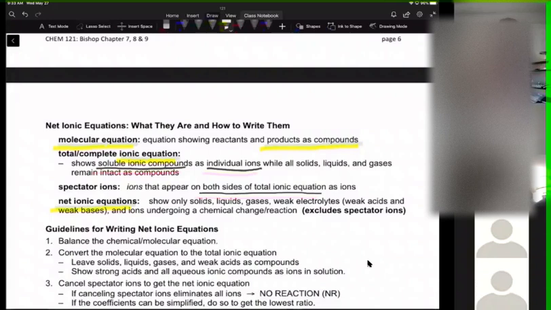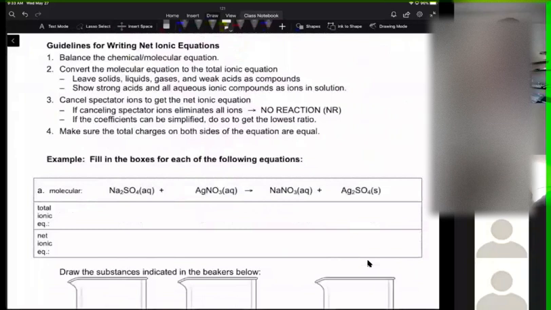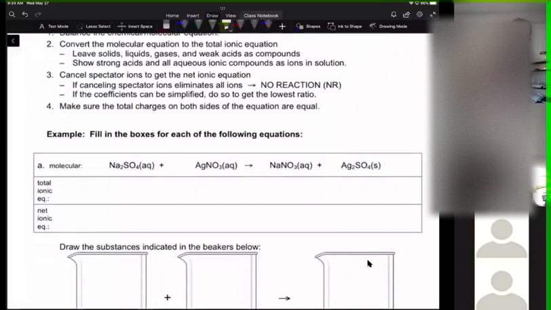Okay, so we're going to predict our products, assign solid, liquid, aqueous, and balance it. Then we'll write all of our soluble ionic compounds as individual ions. Then we'll cancel out our spectator ions. They just kind of sit there watching. They never participate. And then we'll find our net ionic equation. Now, if everything cancels out in the net ionic equation, then there's no reaction. So we'll take a look at why that is, what that means. So here is one of our reactions from before. Let's go ahead and balance it.